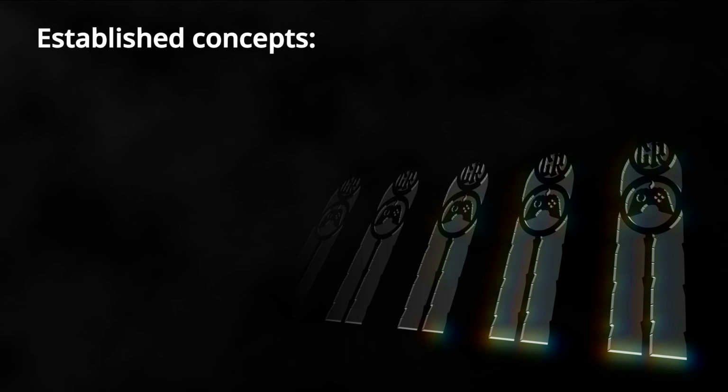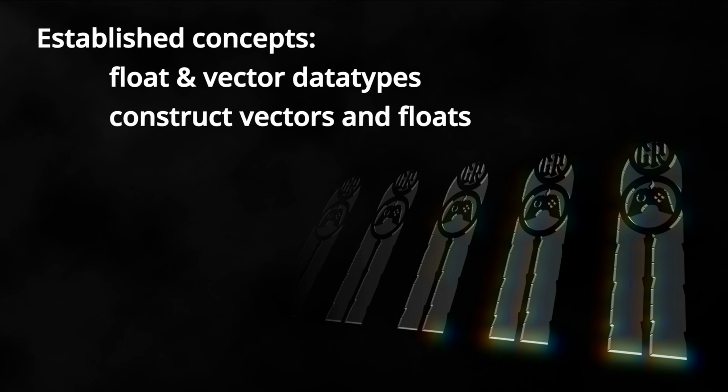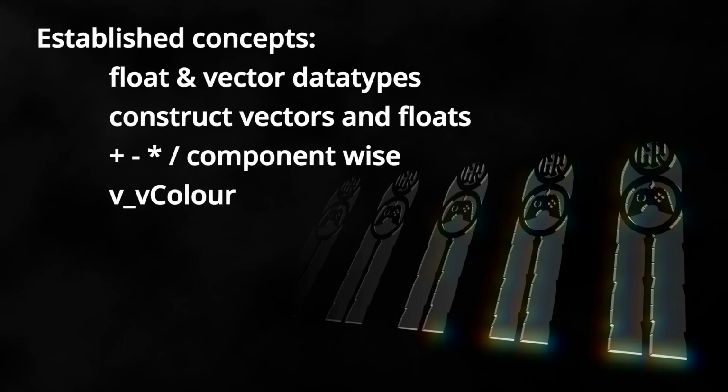We already established some important concepts in the video about the first simple shaders, so I'm going to up the pace a little bit and there's a few things I won't explain anymore. I'm not going to explain float and vector data types, or how to construct a vector from floats and how to add, subtract, multiply or divide component-wise. I'm not going to explain what the UV color is and how to set up a uniform float. This video won't teach new things about GLSL.